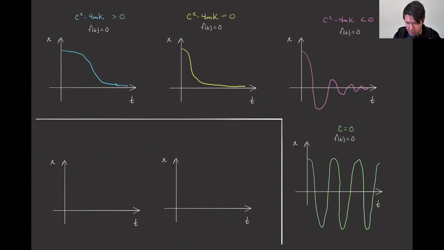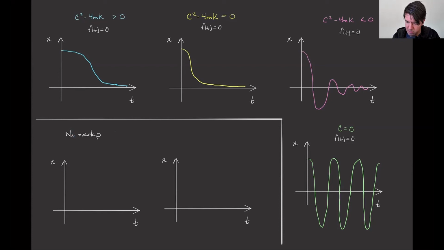In the first case, let me just say no overlap. What I mean by this is the complementary solution and the particular solution don't share similar terms. If that's the case, then what you'll have is beats.